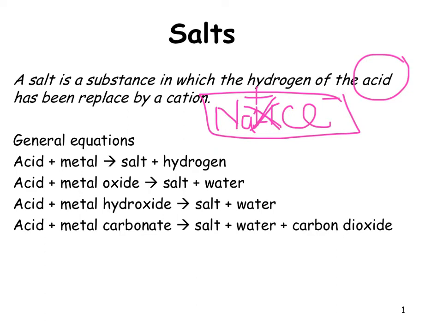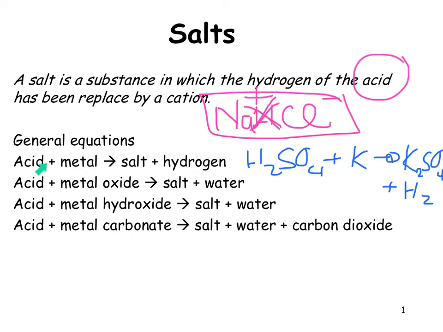So we could, for example, say if I took sulfuric acid, H2SO4, and I added it to potassium metal, I would land up with potassium sulfate and some hydrogen gas. These equations you have been exposed to in grade 9 and grade 10 and now again, so you should know them.